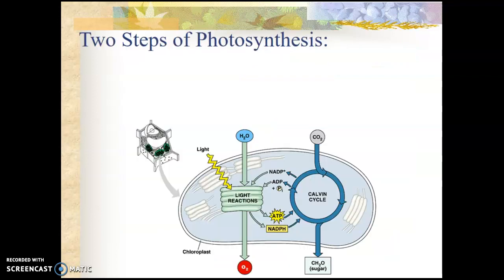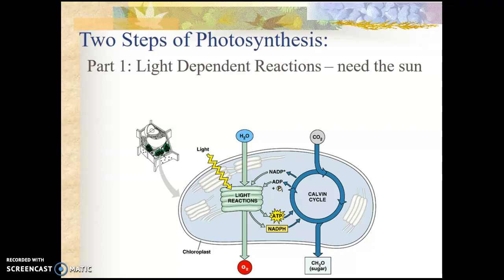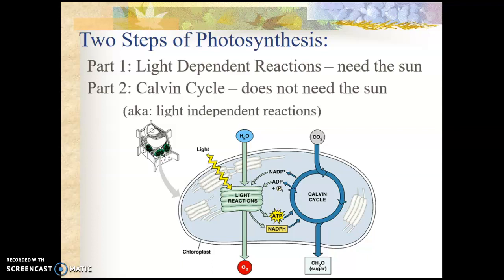So there are 2 overall steps of photosynthesis. The first one occurs in those thylakoids, as we said, and it is called the light reactions or light-dependent reactions. The reason it is referred to as the light-dependent reactions is because it actually depends on the presence of the sun. It requires solar energy to hit those leaves and the thylakoid membrane. Part 2 is called the Calvin cycle. This does not require the sun, so it is often referred to as the light-independent reactions.